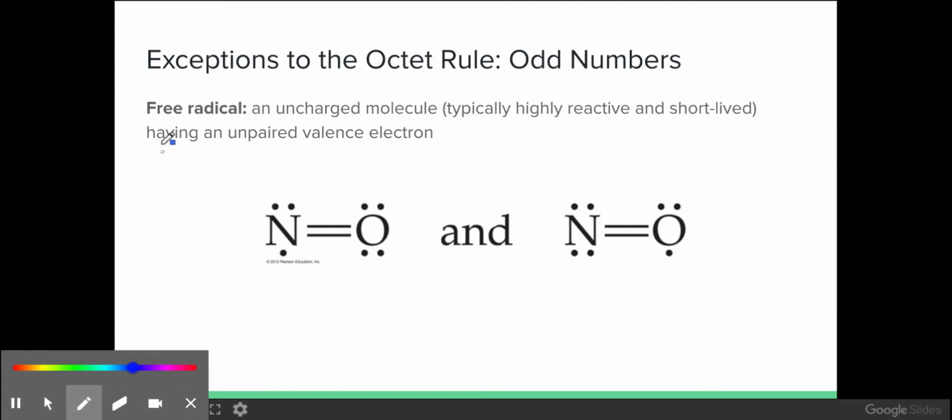First of which we're going to quickly cover are free radicals. Free radicals are uncharged molecules. Usually they're very reactive and they don't stick around for very long, and they have an unpaired valence electron.